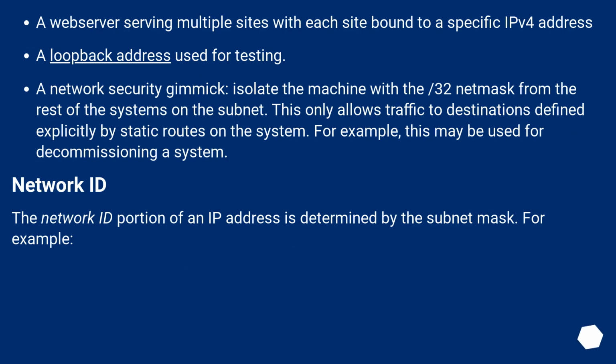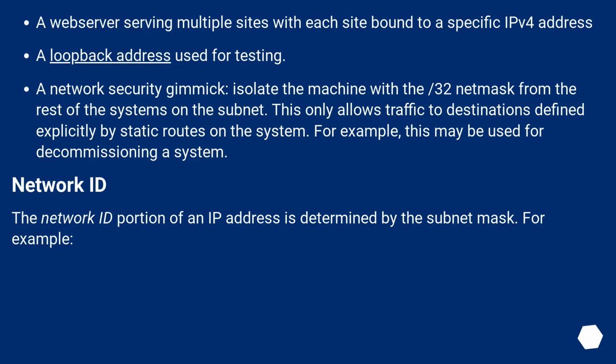a web server serving multiple sites with each site bound to a specific IPv4 address, a loopback address used for testing, or a network security gimmick: isolate the machine with a /32 netmask from the rest of the systems on the subnet. This only allows traffic to destinations defined explicitly by static routes on the system. For example, this may be used for decommissioning a system.